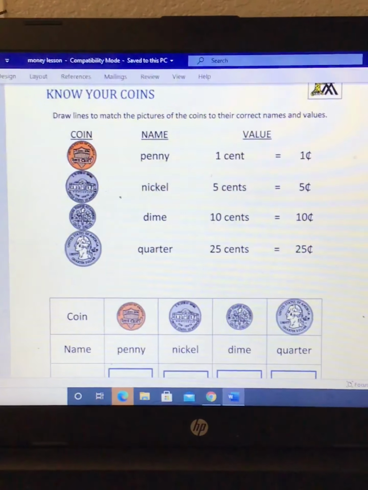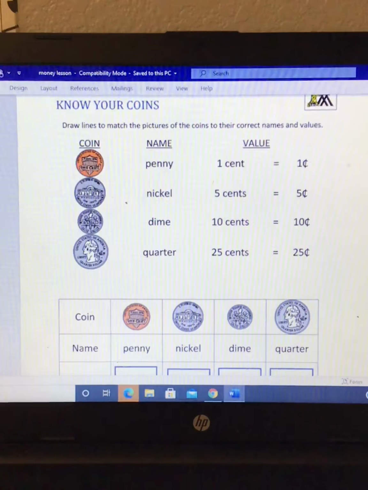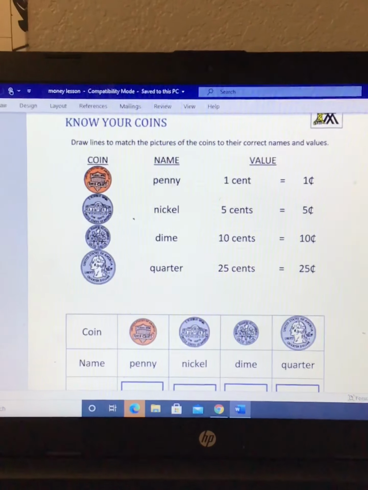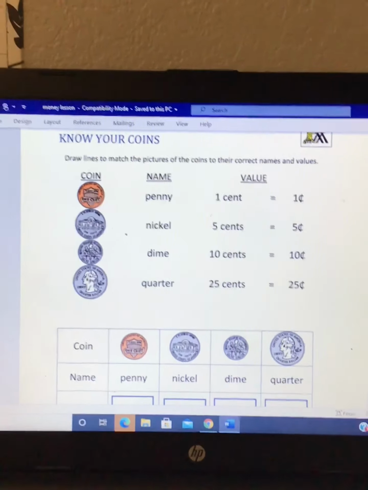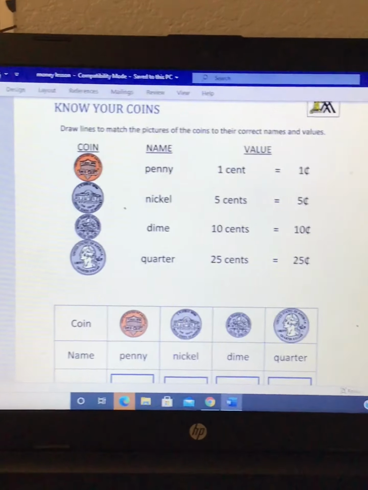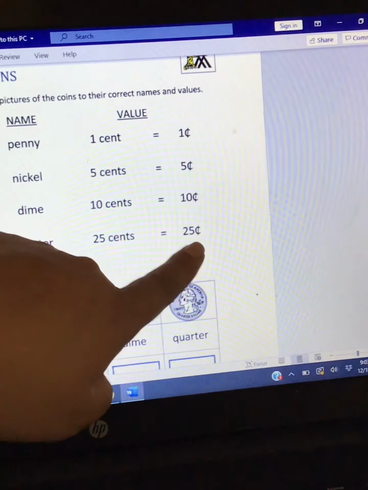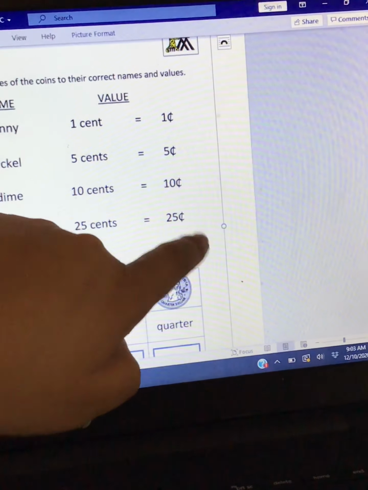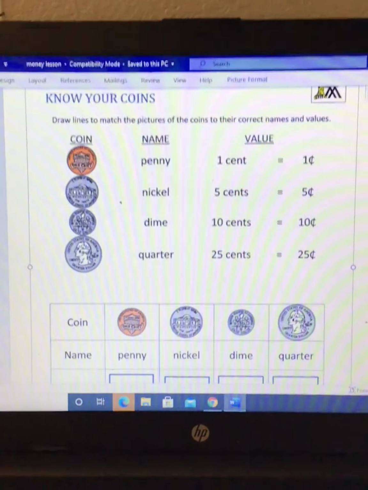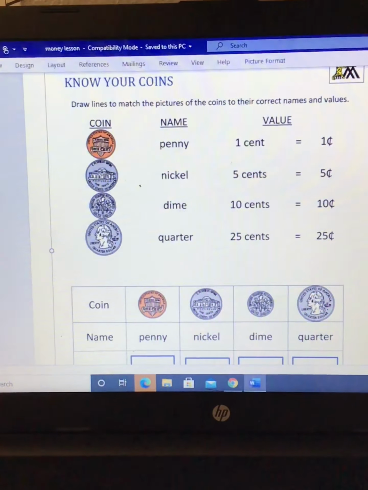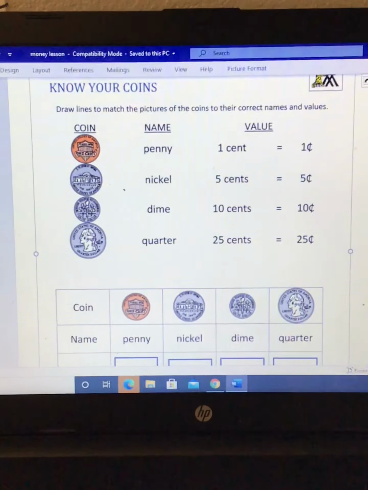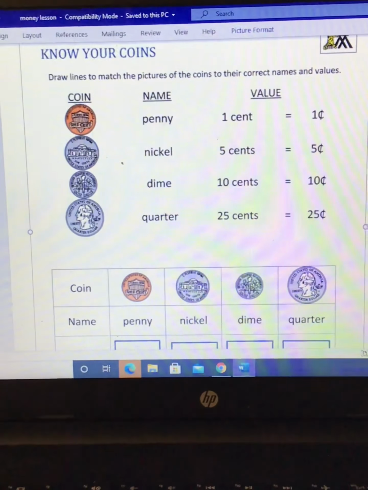As you guys can see on your worksheet, like we talked about last week, we use this symbol right here as our cent sign. It's different than a dollar sign. See that right here? That is how we determine what a cent is. If it was a dollar, it would not look like that.